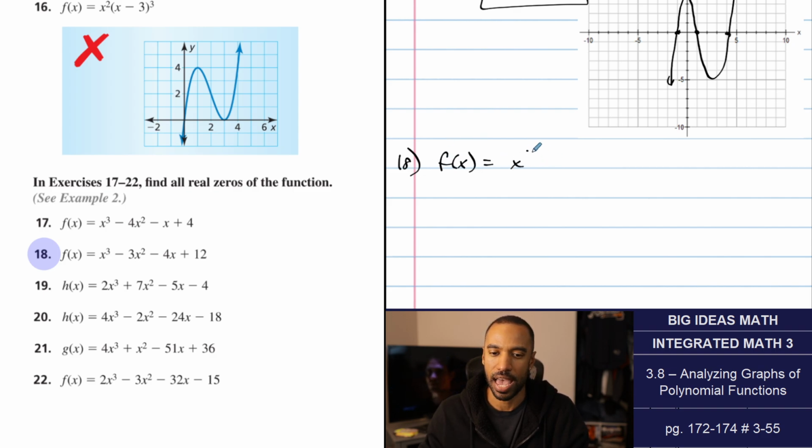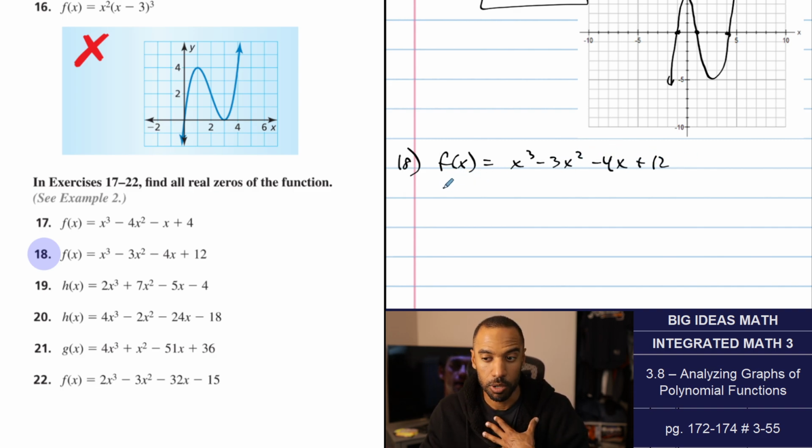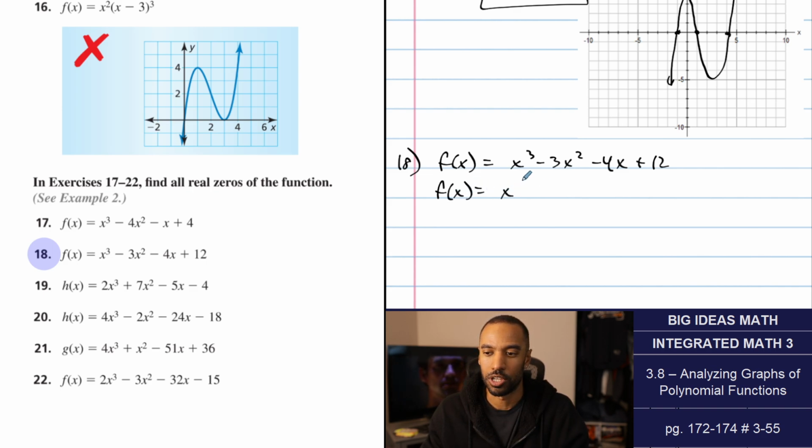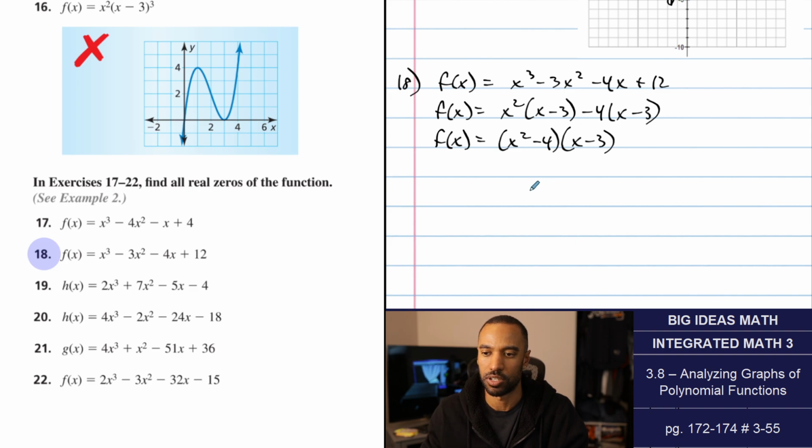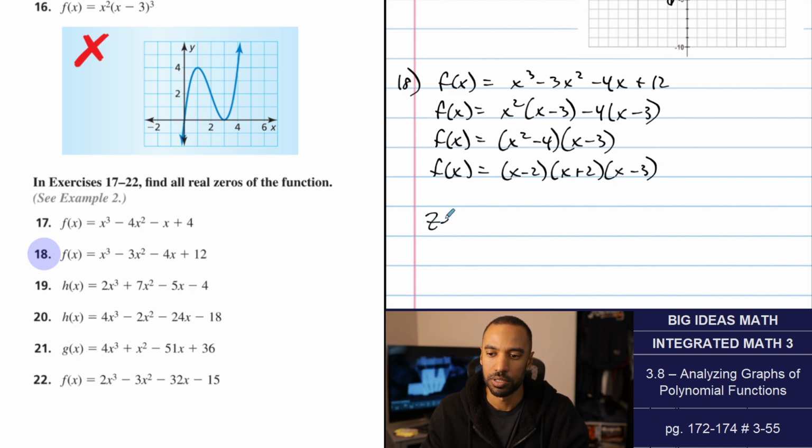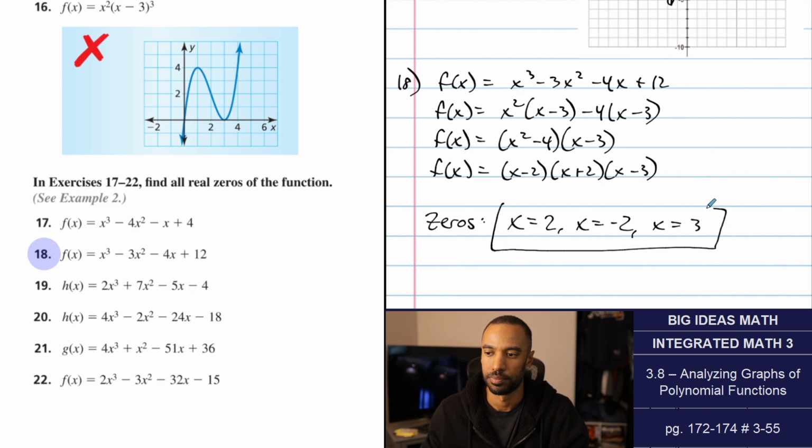f of x equals x cubed minus 3x squared minus 4x plus 12. You enter my domain, you go by my rules, or you get the heck out of here. x squared times x minus 3 minus 4 times x minus 3 is the factor by grouping portion. And then you get down to x squared minus 4 times x minus 3. This difference of two squares is x minus 2 times x plus 2. Okay, therefore the zeros of this are x equals 2, -2, and 3. And that's the answer.